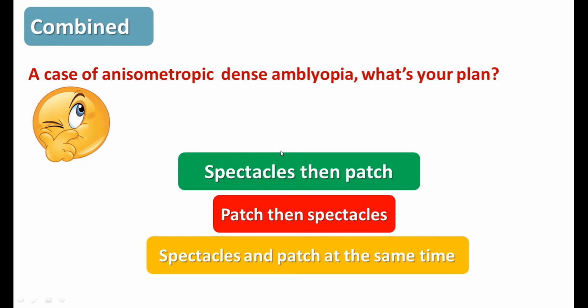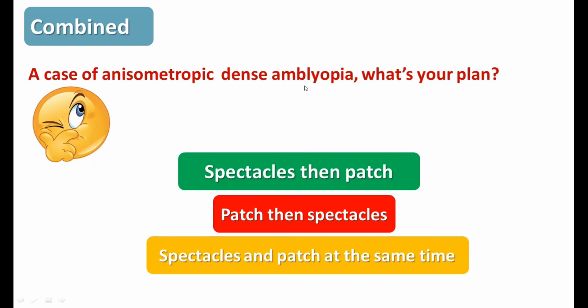But this is important. Suppose you are seeing a child for the first time with anisometropic dense amblyopia, but he is already wearing spectacles. So in your first visit, you prescribe a patch. So you have to discriminate between two conditions. If the child is already wearing spectacles, from the first visit, you add a patch.